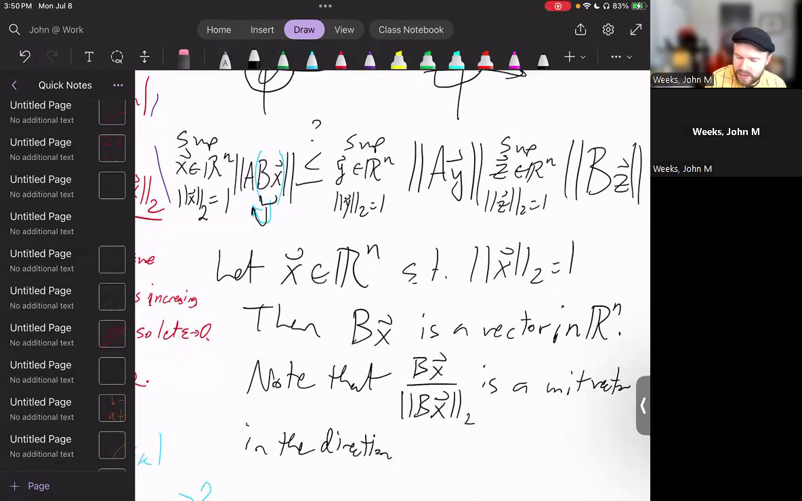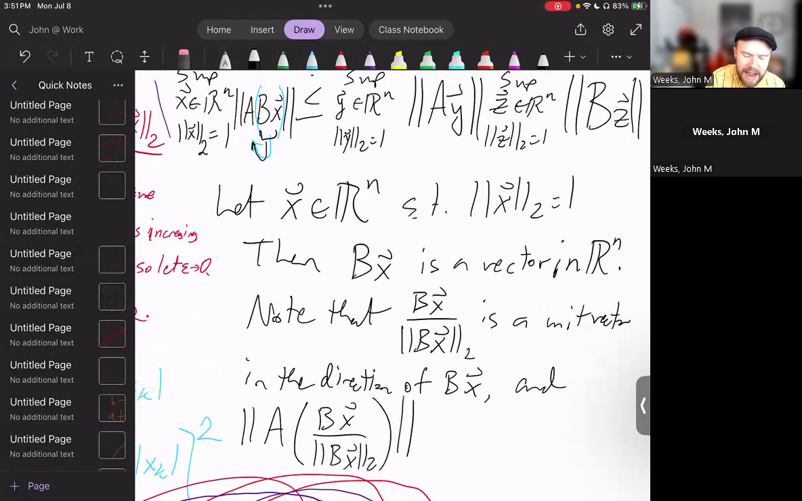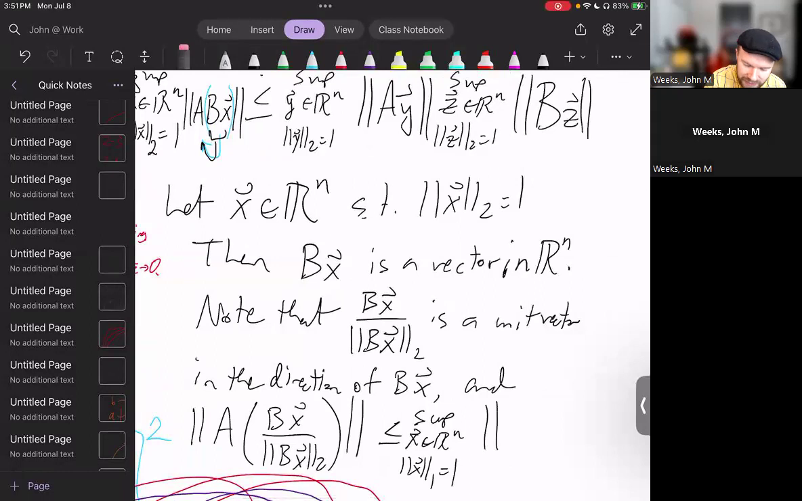This is the 2 norm. And then the direction of the vector Bx. And we also have what? That if we take this and plug it into the matrix A, then the norm of A times Bx divided by the 2 norm of Bx, now I am plugging in a unit vector, a vector that I don't really know much about, but I do know that it is less than or equal to the supremum over all vectors in R^n such that its norm is equal to 1. I should now use the letter y that I was using up above, of the matrix A times the vector y.